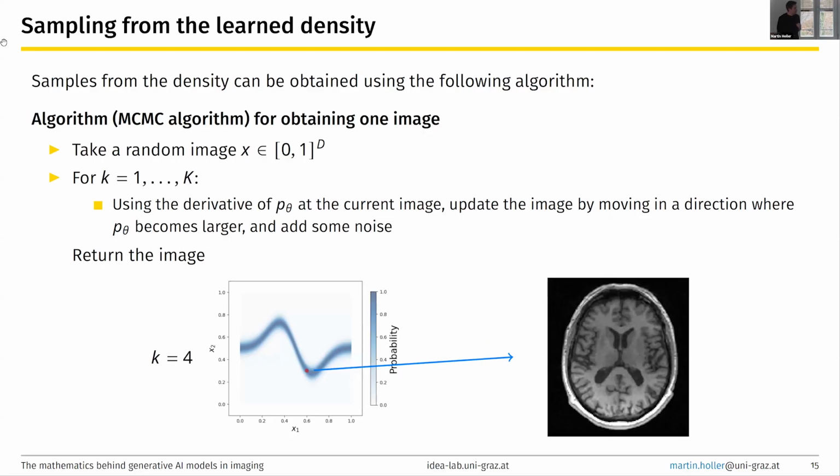Okay, so this completes one part of the talk, right? So now we have learned how we can approximate the density of images using neural networks, and we have also learned how we can sample from this density. So in principle, we have a method to generate images. Please. Is there an estimate on how large the error is of this learned density?